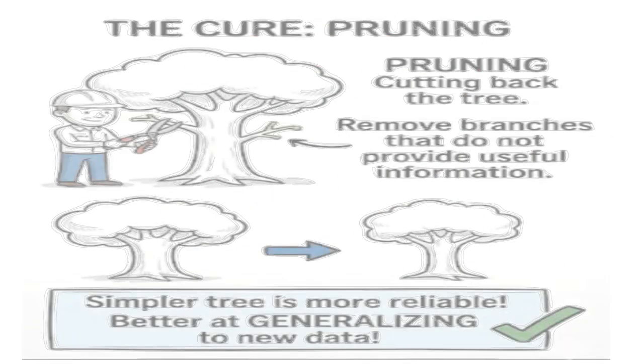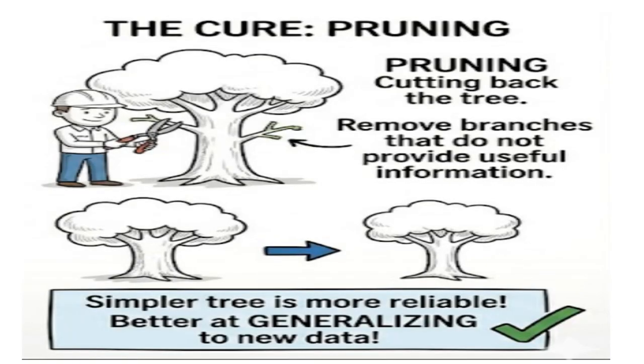To prevent this, we use a technique called pruning. Pruning means cutting back the tree. We remove branches that do not provide useful information. This makes the tree smaller, simpler, and better at generalizing to new data. A simpler tree is often more reliable.